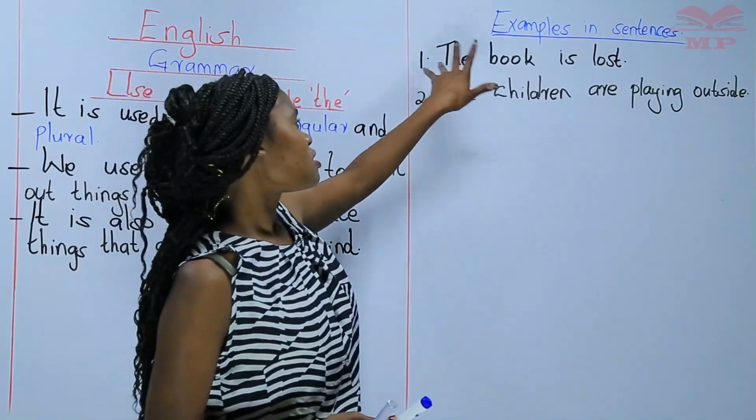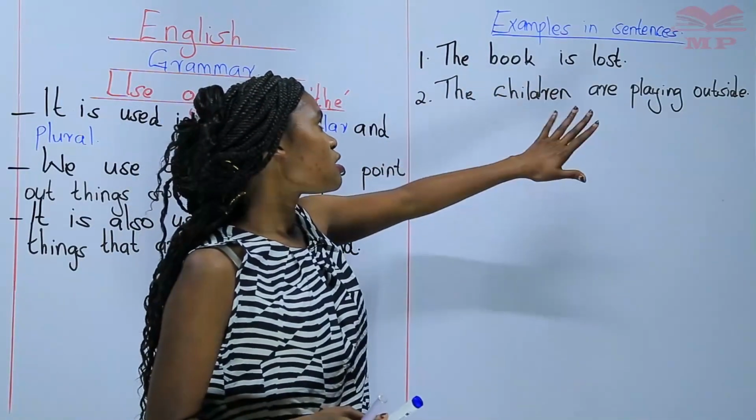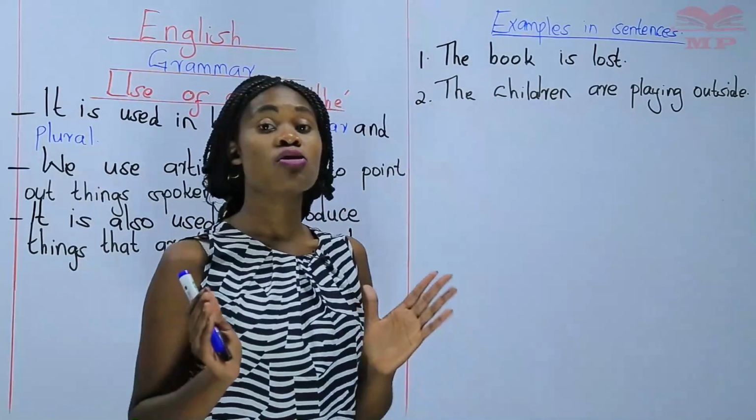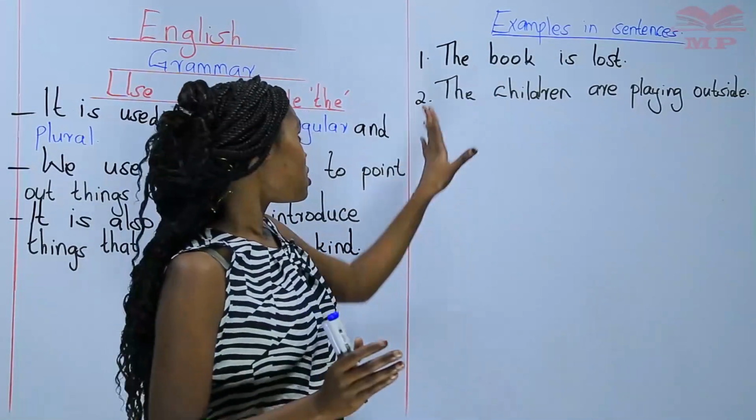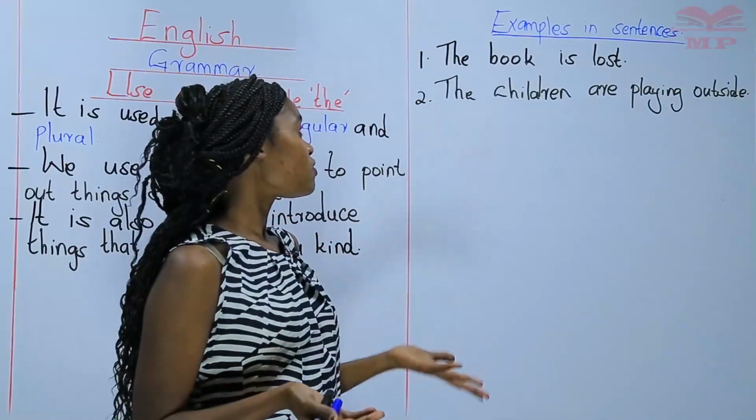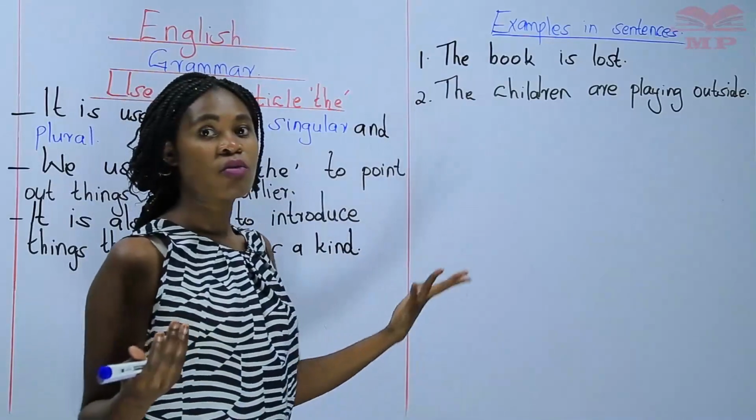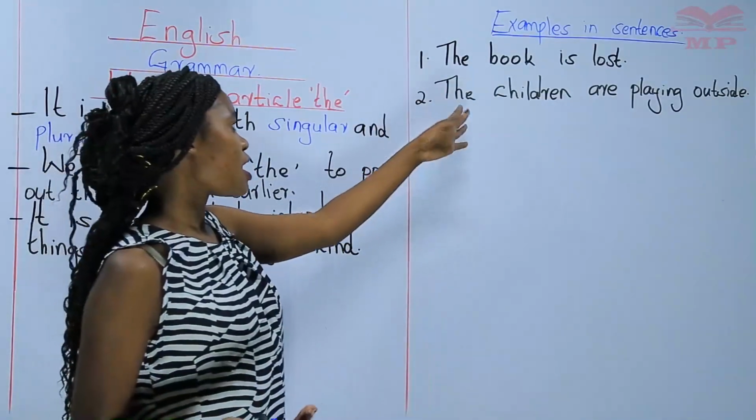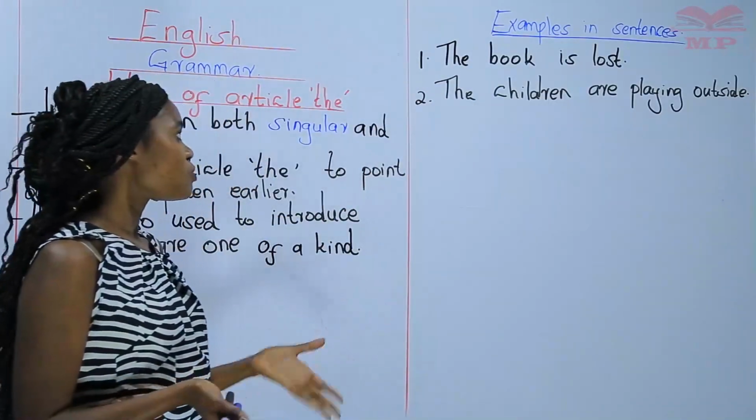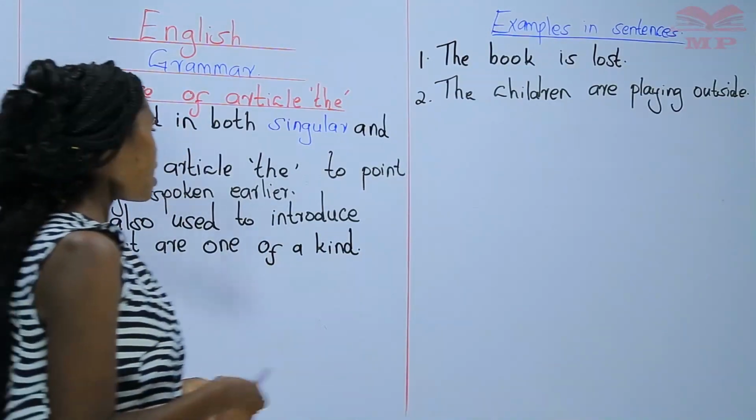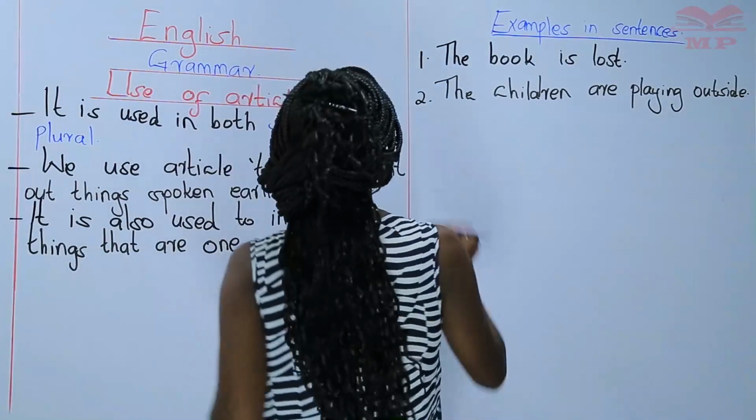Now the first example, the book is lost. You can see the sentence, the book is lost, is in singular form. And the article there does not have any effect on the sentence. The second sentence is in plural form, but with the article there, it still makes sense both in plural and in singular form.